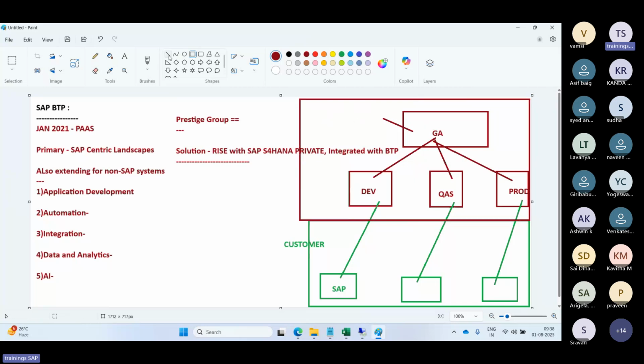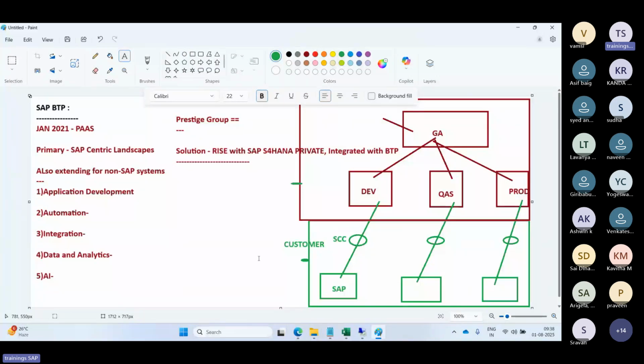So to connect from the public SAP network to your customer network, you require cloud connectors. So cloud connectors are required. Then you can install either one cloud connector or multiple cloud connectors, that is your wish.